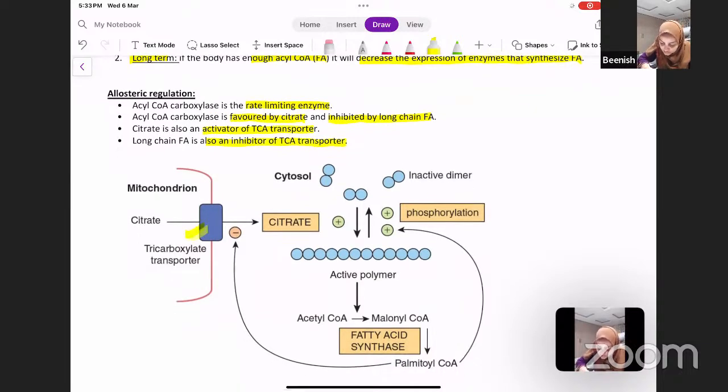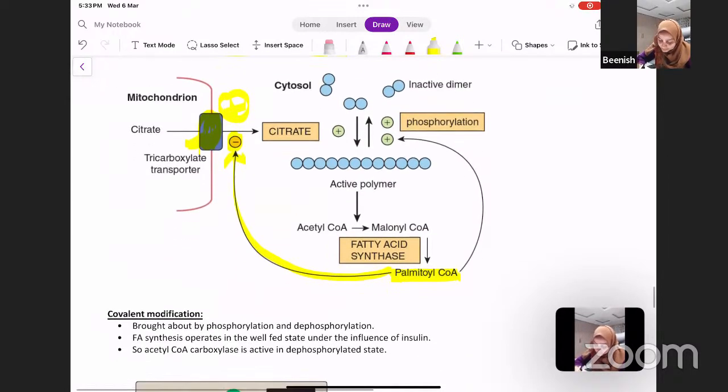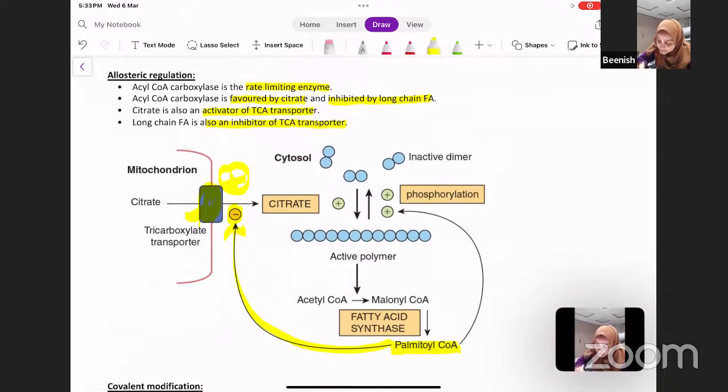So you can see this is your tricarboxylic acid transporter. It is being activated by citrate and it is being inhibited by long chain fatty acid. Here in this case, it is palmitoyl CoA. So it is inhibiting this. And citrate activates this transporter. Also you can see that your acyl CoA carboxylase is inactive in its dimer form and it is active in its polymer form. So when these dimers polymerize, they become active.